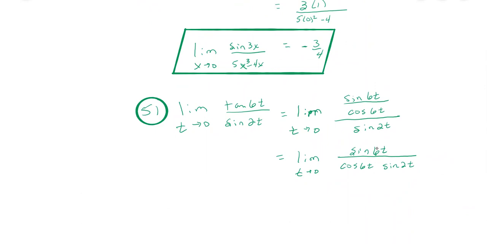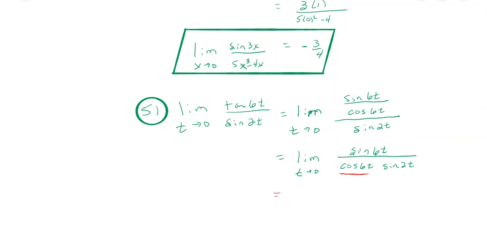Now, these don't cancel, right? I don't have any t's to make them up with. Sine of 6t would want a 6t down here. Sine of 2t would want a 2t down here. And let's talk for just a second about this cosine of 6t. Is that a problem? Can I leave that down there? What if t is 0, you'd have cosine of 0. And what is cosine of 0? Well, it's 1. So this is actually okay. It's these other ones that cause me problems.